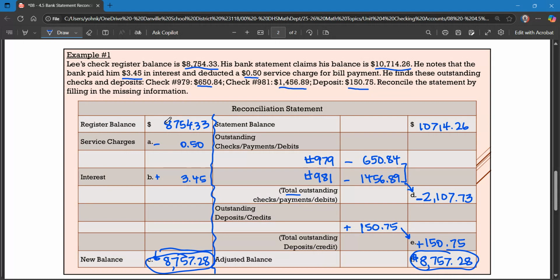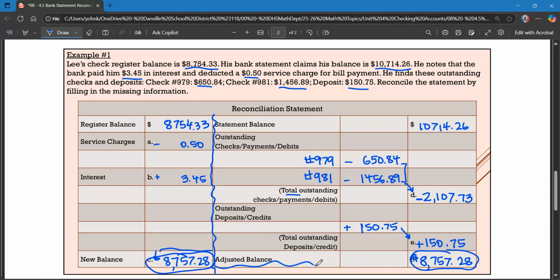It originally started out at $87.54, but we actually have $87.57 because we didn't know about the service charge and the interest till the end of the month when we got our statement. But the statement, $10,714, by the time they mailed the statement, we had written 2 more checks and we had made 1 more deposit. So we actually didn't have that in our account, the $10,000. We actually had the $87.57.